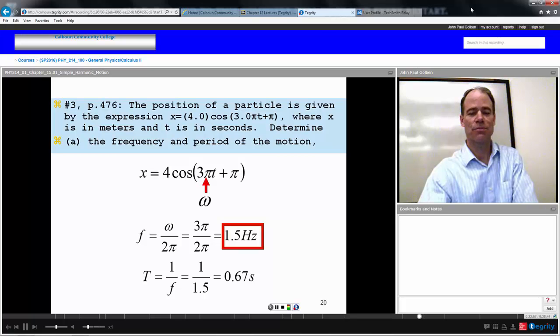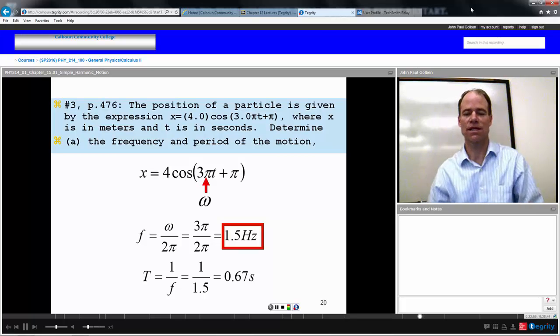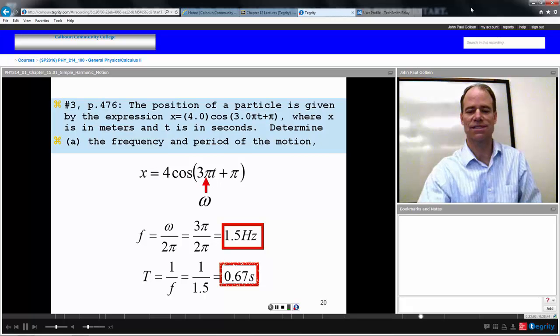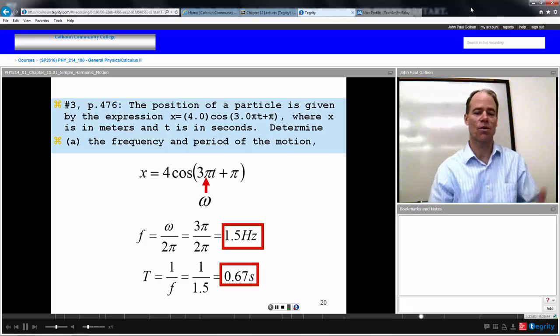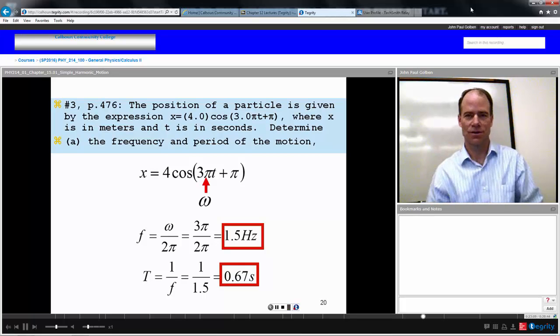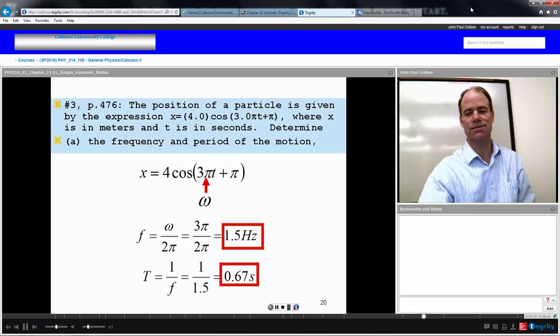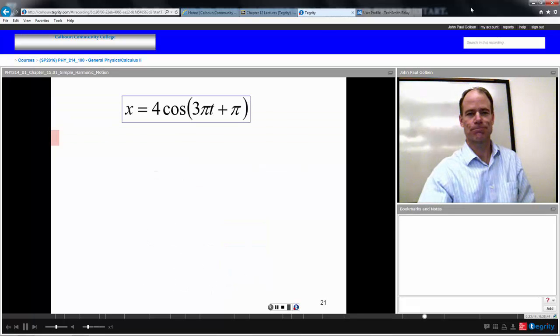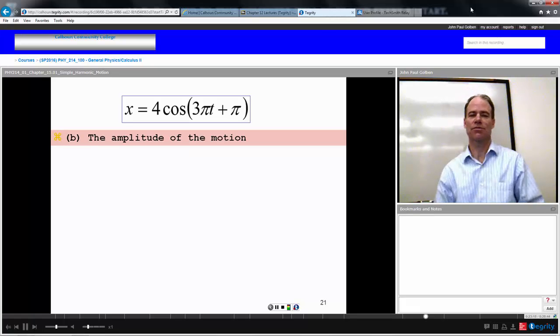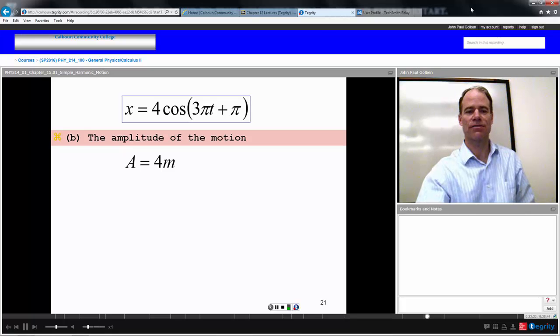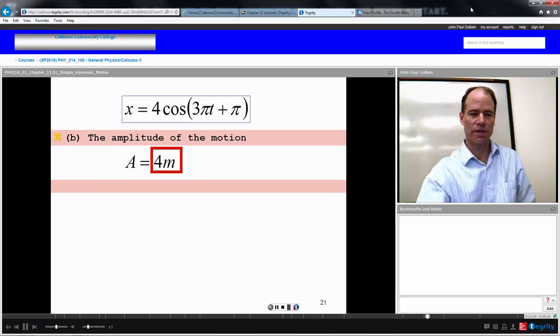And the period. Period's 1 over the frequency. 1 over 1.5 is 0.67 seconds. Or 2 pi over omega would have been 2 pi over 3 pi, which would be 2/3, or 0.67 seconds. What's the amplitude of this motion? Well, whatever's out front is the amplitude. So we can just simply identify the amplitude as 4 meters.